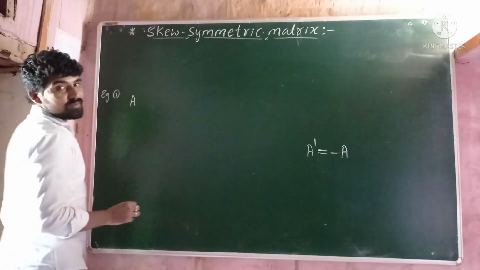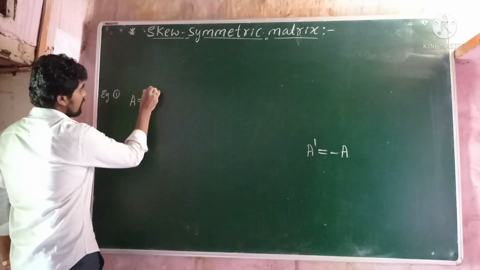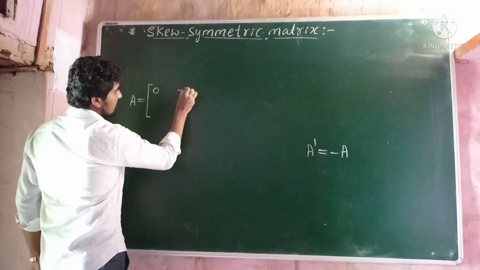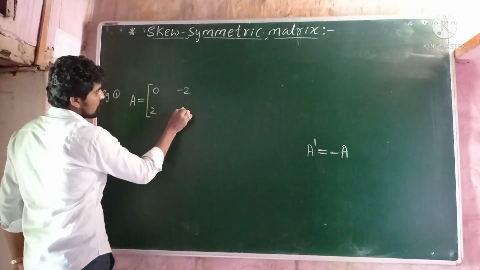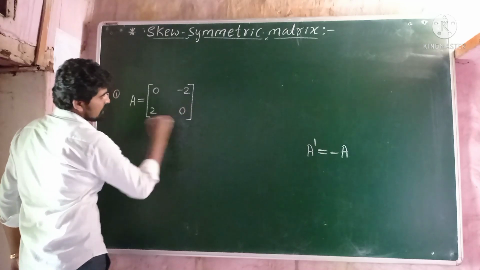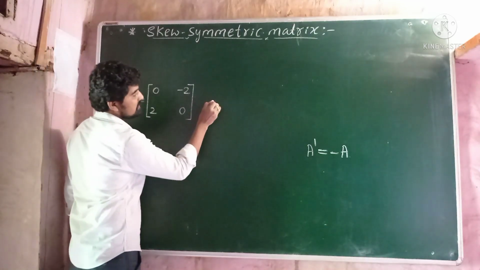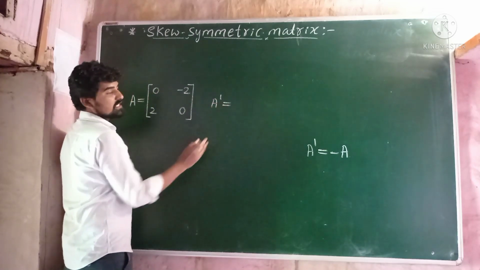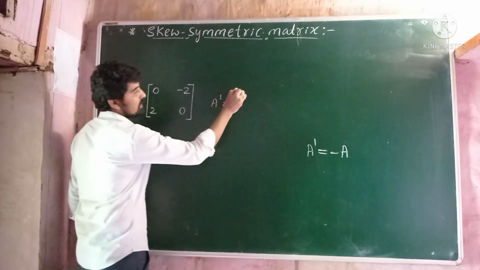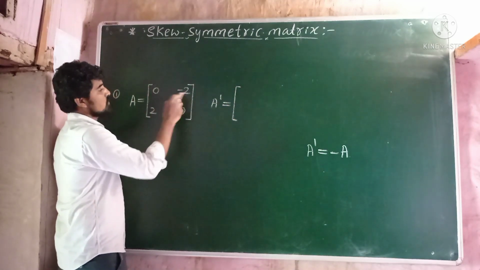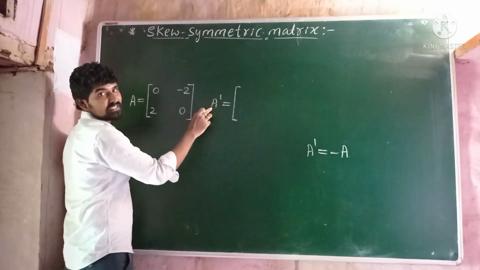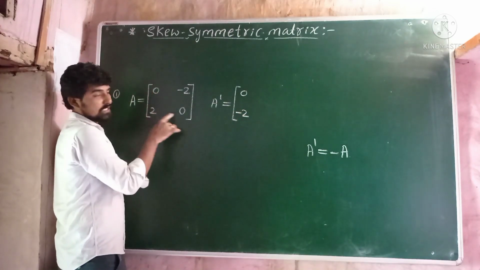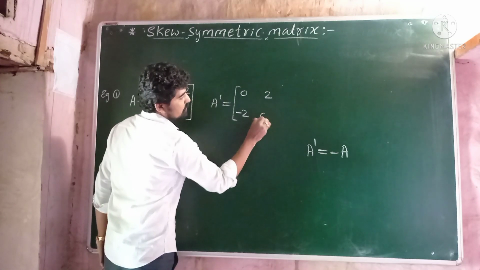Suppose A is one of the square matrix and elements of the matrix A are 0, -2, 2, 0. And transpose of the matrix A is A dash, which is obtained by interchanging rows and columns of the matrix A. It means first row of the matrix A becomes first column of the matrix A dash: 0, -2. Second row becomes second column: 2, 0.